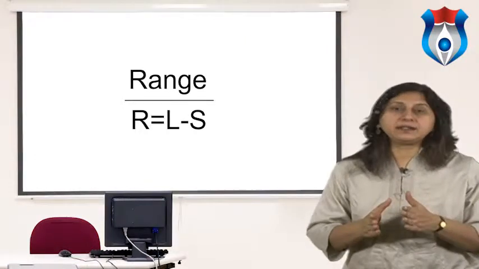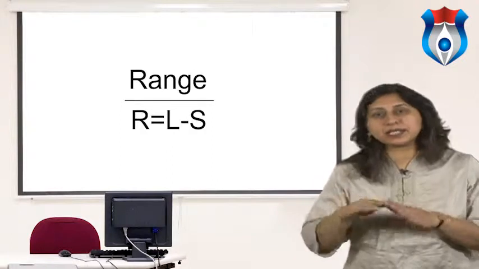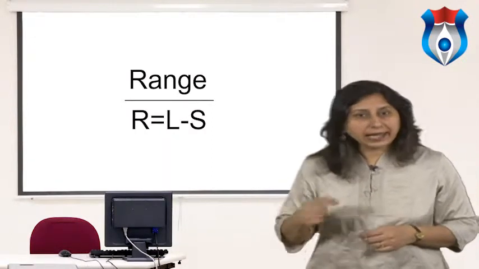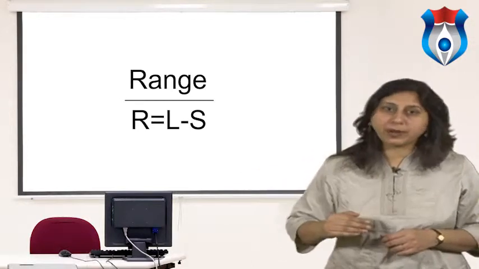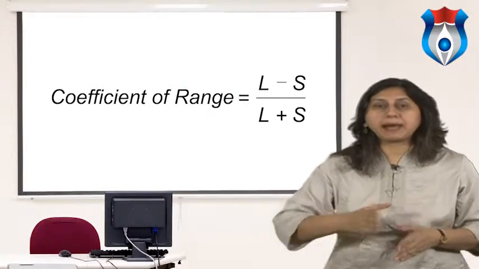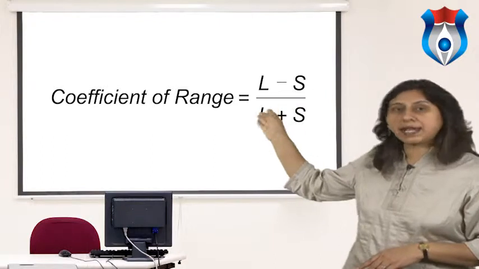Range is defined as the difference between the highest and lowest values in the series, where R is equal to range, L is equal to largest value, S is equal to smallest value. Now the coefficient of range is calculated by (L minus S) divided by (L plus S).